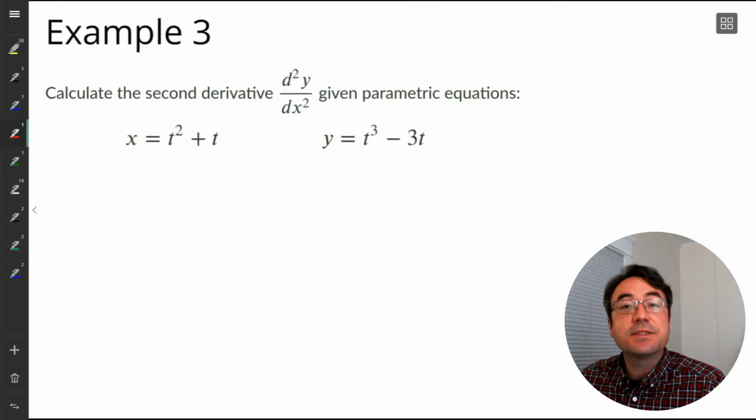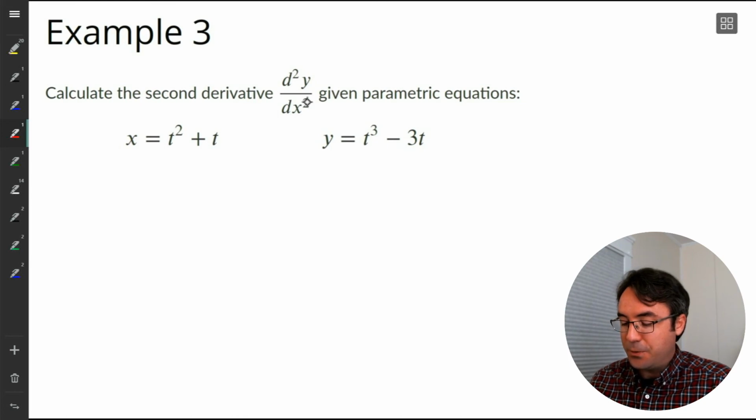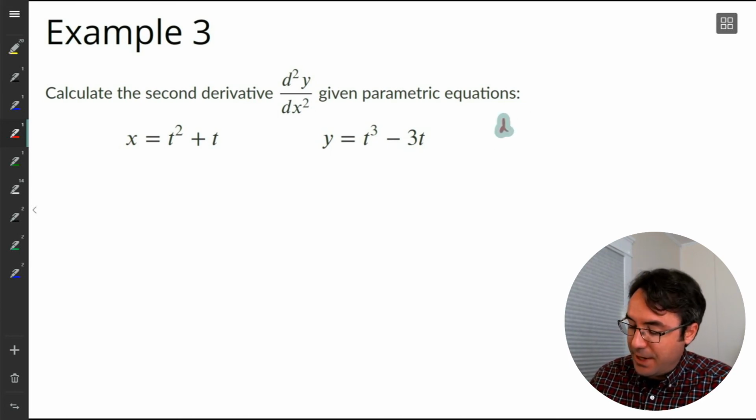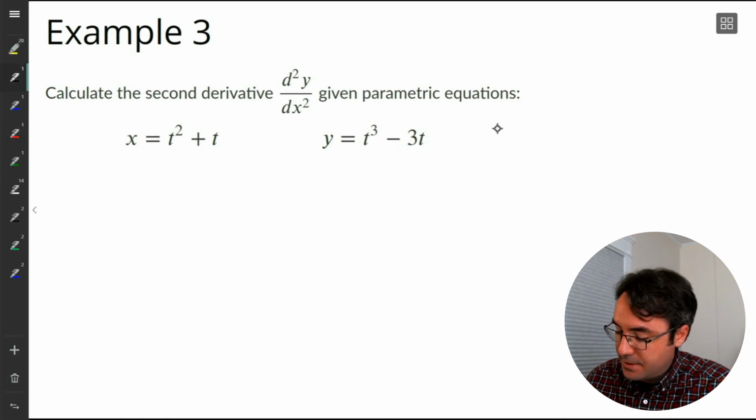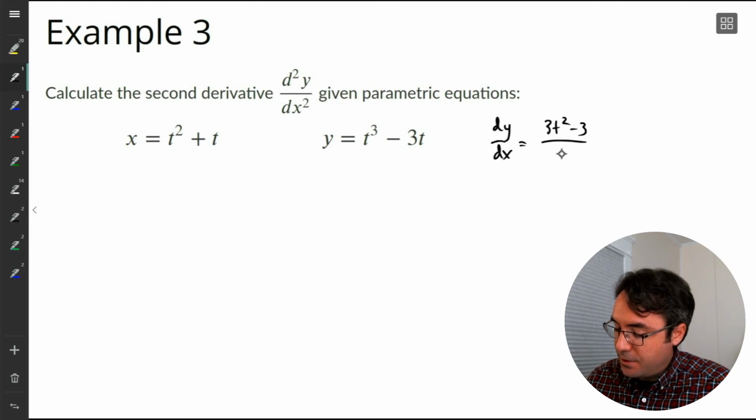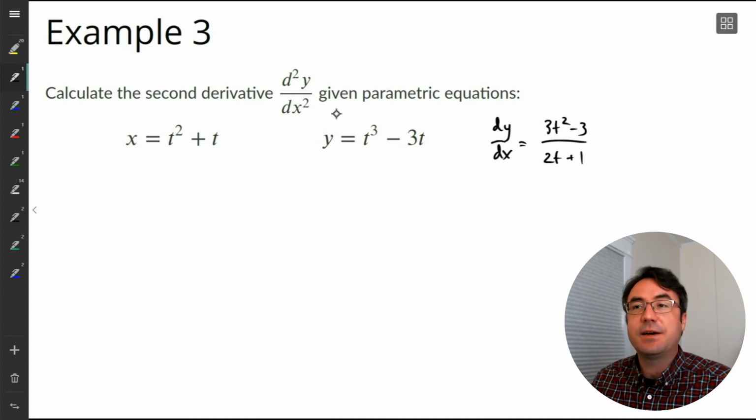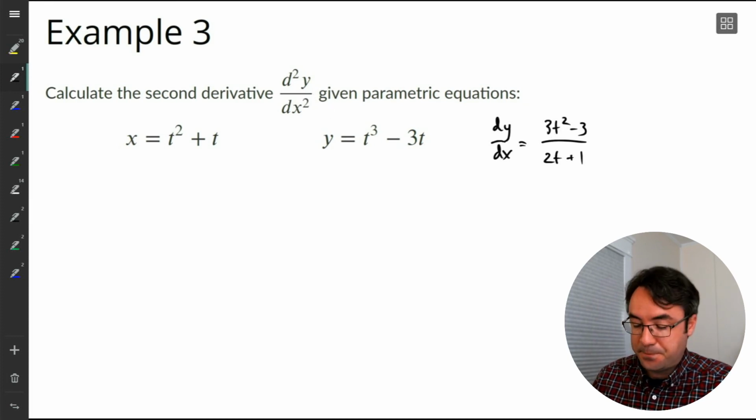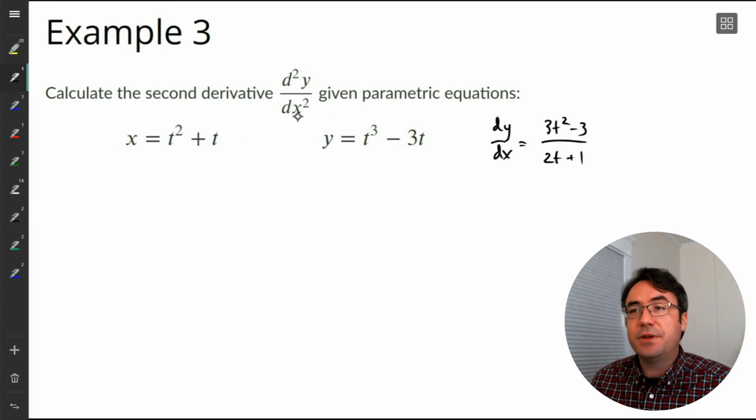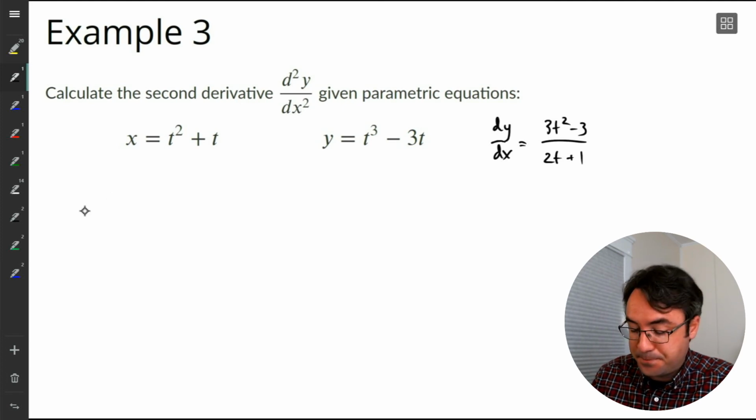All right, well, for the practice, let's calculate the second derivative as well. So we have our first derivative. What was our first derivative? It was dy/dx was 3t squared minus 3 over 2t plus 1. So we did that. Now let's calculate the second derivative. And we're doing the second derivative with respect to x.